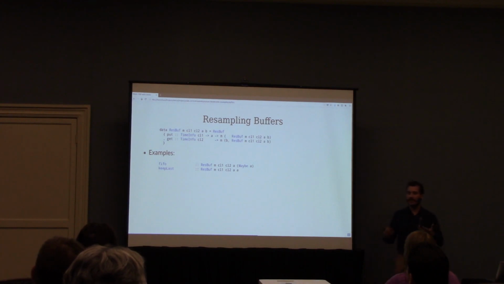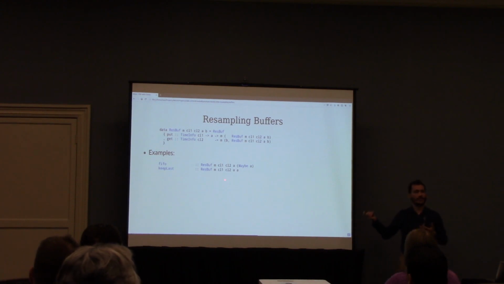And again, we provide a lot of resampling buffers that do sensible things. For example, a FIFO resampling buffer that you can just output the first thing that it received, or a keep last, which is kind of like a zero order hold. It just gives you the last value that was received.